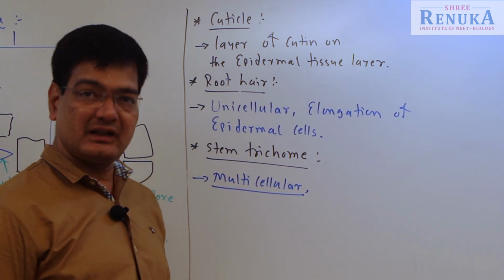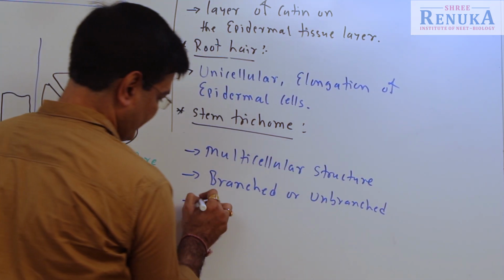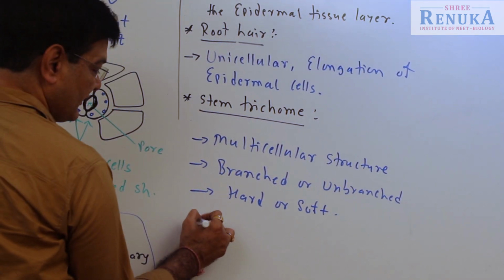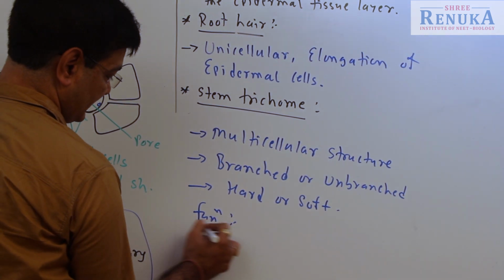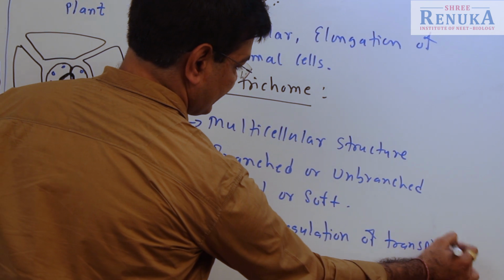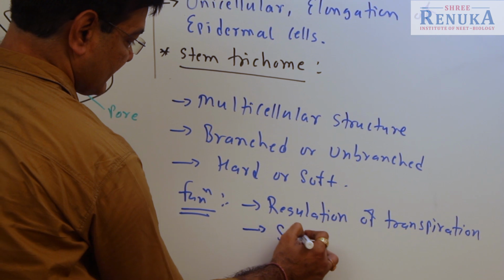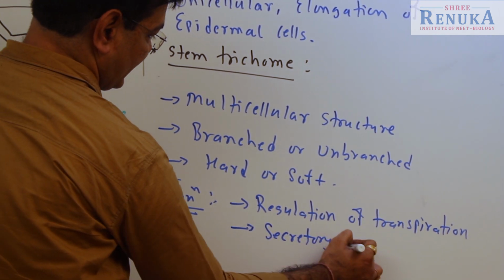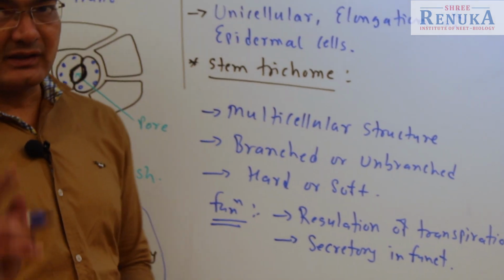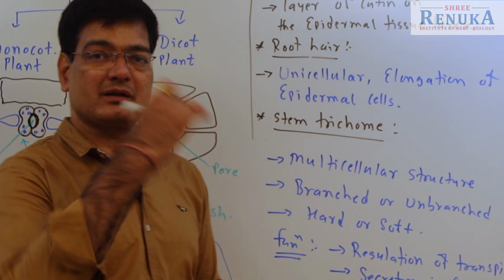Trichomes are multicellular, branched or unbranched structures, hard or soft, and mainly concerned with the regulation of transpiration, as well as, in some cases, secretory in function. So stem trichome and root hair are considered as appendages on the epidermal tissue system.